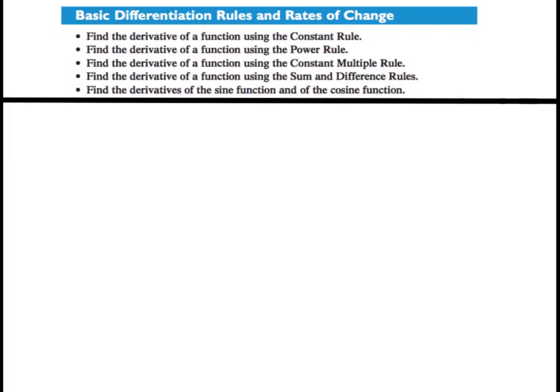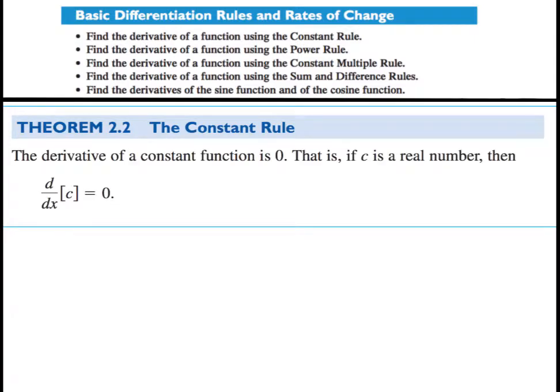These basic differentiation rules are very, very important. You'll need to memorize all of these, and we'll use them throughout the year. The first derivative rule is called the constant rule. This says if I take the derivative of a number, my answer is going to be 0.